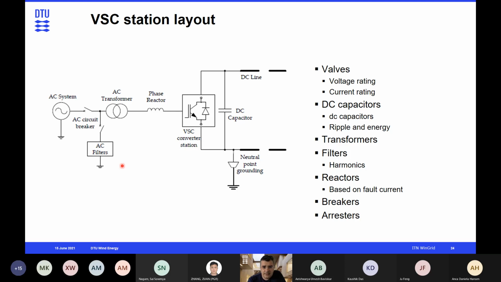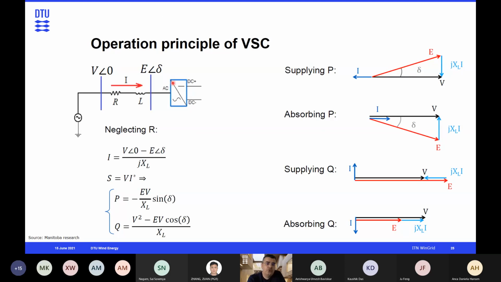And as I said, the control principle is that by controlling the voltage difference across this phase reactor on the AC side, we can control the active and reactive power. As you probably know very well, the active power is controlled by controlling the angle of the voltage, and the reactive power is controlled by modifying the magnitude, the amplitude of the voltage. And of course we can control those two independently, having, as I said again, full and independent control of active and reactive power on the AC side.